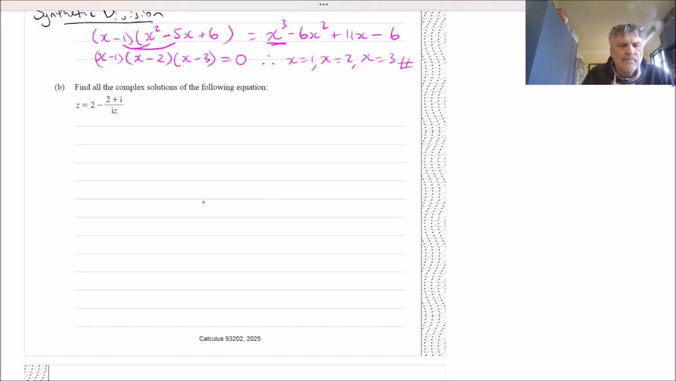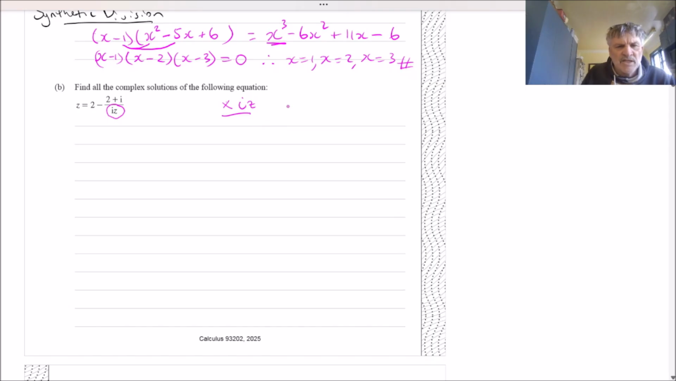This is going to be a quadratic equation when we multiply through by z, but basically whenever you see something in the denominator, a good strategy is to multiply the whole equation by that denominator, and that will get rid of the fraction for you.